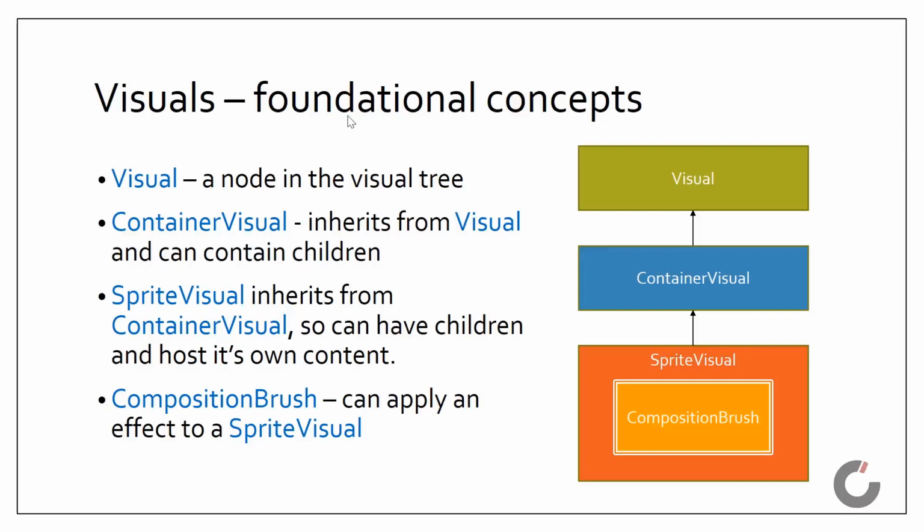Beyond that, we have a number of different types of visuals that inherit from this core visual. A container visual is basically the same as a visual, except it can also contain children. So that allows us to stack up multiple visuals in a similar layer and so on. We then have a sprite visual, which inherits from container visuals, so it can have children. But the key thing about this is we can then start rendering our own content onto this visual using a composition brush. So we can load in images, we can create solid color brushes, and we can really render up a very custom UI into a sprite visual, which we could then load into an existing visual in the visual tree.